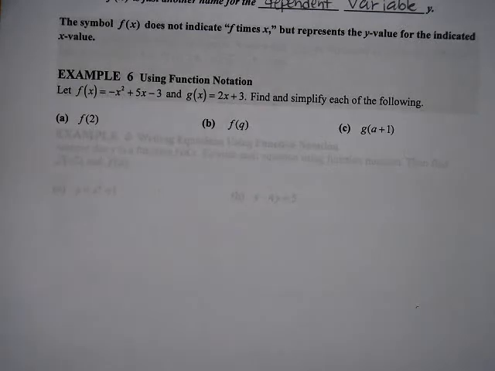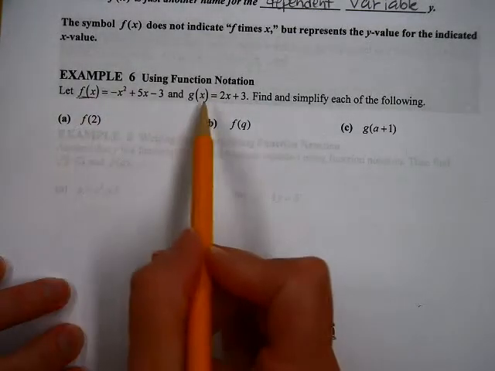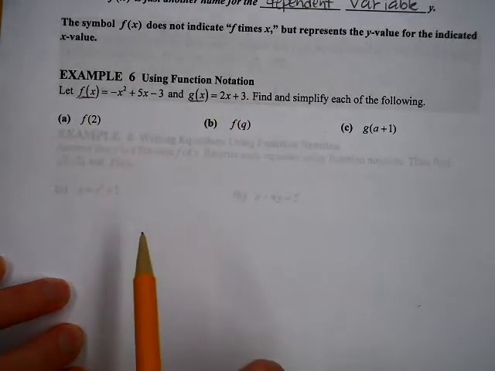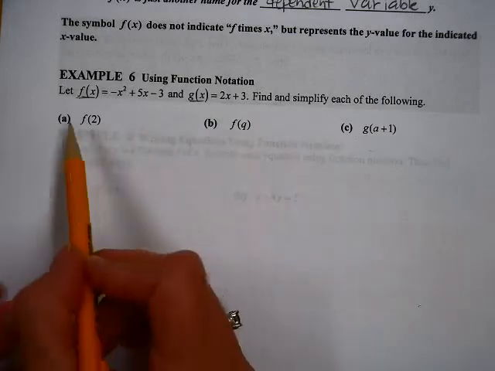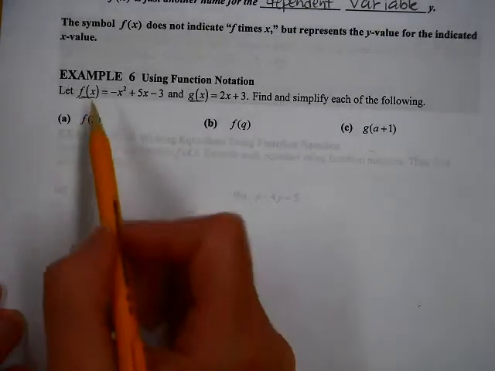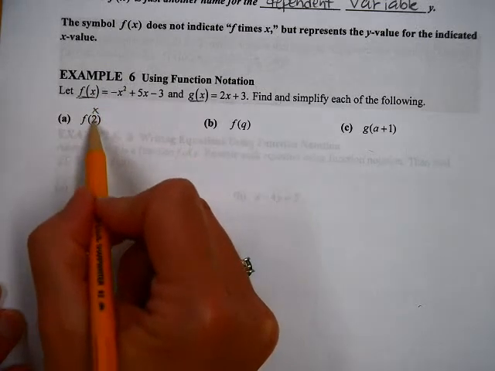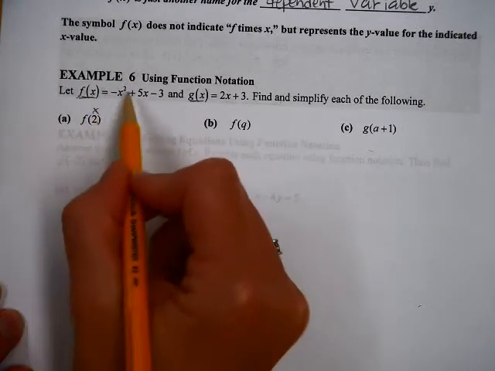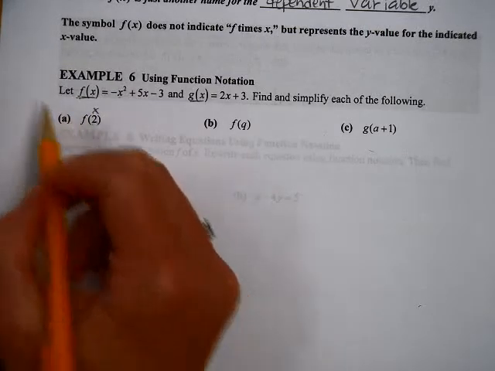Now, I think y'all are going to like this. This is pretty easy. All we want to do here, using this f and this g as they have defined it, is find and simplify each of these. So let's do f of 2 first. Remember, this is f of x. So that means I want to replace x with 2. Everywhere I see an x in f, I want to put a 2.